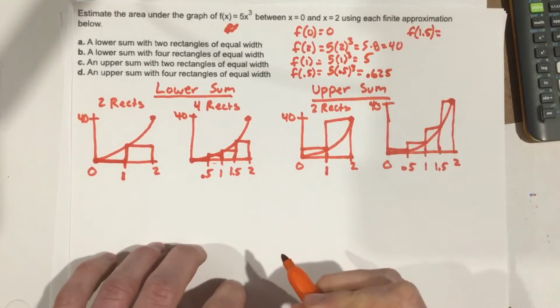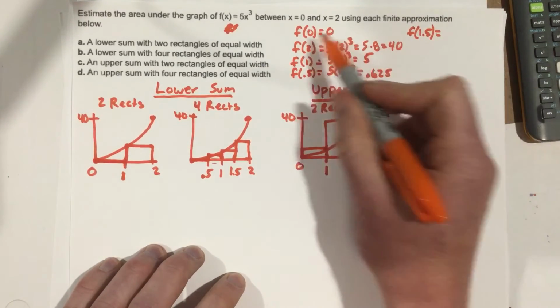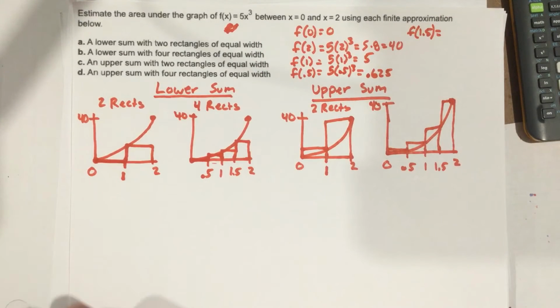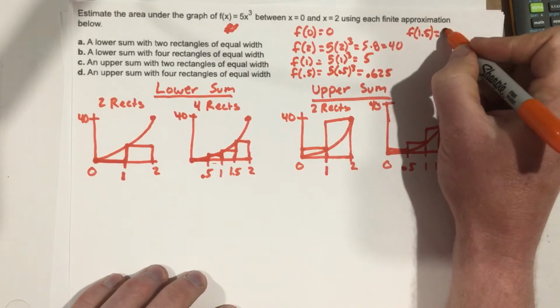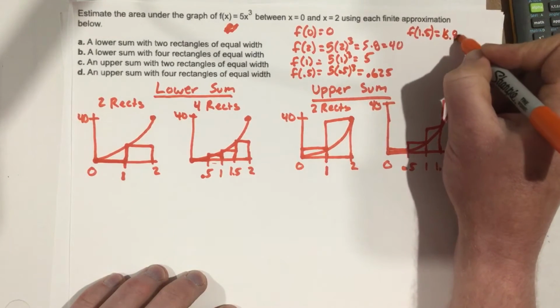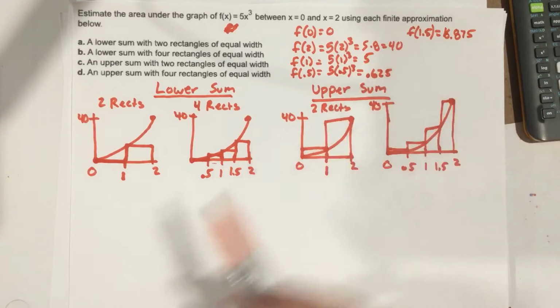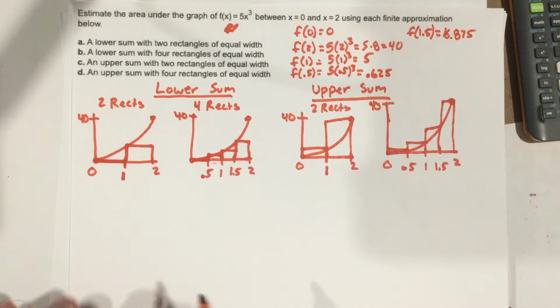F of 1.5, I'm not going to write out us plugging it in. We know we're taking 1.5 cubed. So I'm going to say 1.5 cubed times 5, and that's 16.875. Okay, now we know everything we need to know for this problem, essentially.